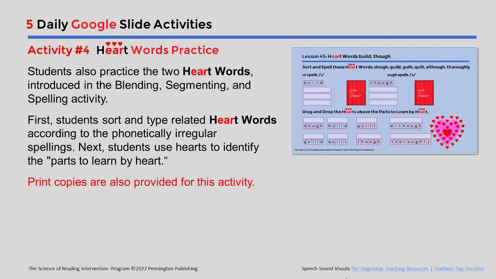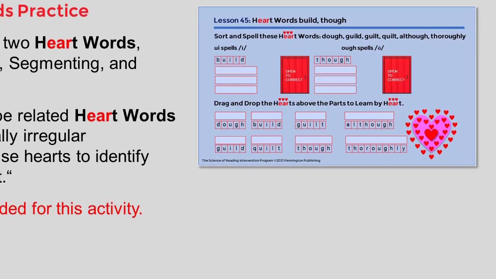In Activity 4, students practice the same 2 heart words introduced in the blending, segmenting, and spelling lesson. Students first sort and type, or write if using print copies, related heart words according to the phonetically irregular spellings, that is, the part or parts to learn by heart. If students are using their Google Slides, they can open the doors to reveal the answers, or the teacher can do so to allow students to self-correct. Next, students drag and drop hearts, or draw them if using print copies, on top of the phonetically irregular sound spellings. The teacher displays the answers for students to self-correct.